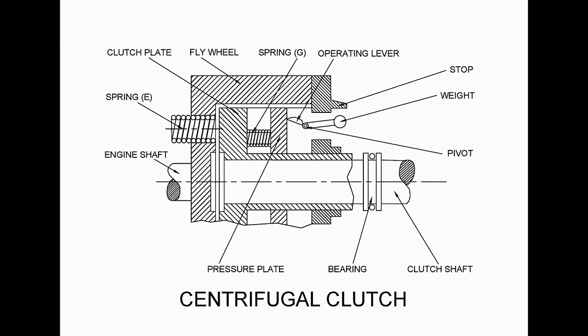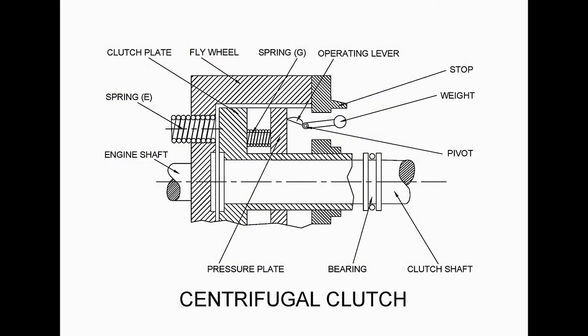When the speed of the engine shaft is low, the centrifugal force is also reduced and weights tend to move inwards. The operating lever stops pushing the pressure plate, and contact is lost between flywheel, pressure plate and clutch plate. This means no motion is transferred to the clutch shaft. Now this is known as disengaged position. In this case, we find that the whole process of exerting force to disengage the clutch or to engage the clutch is done by centrifugal force. Stop prevents the excessive outward movement of ball in case the centrifugal force exceeds beyond limit.